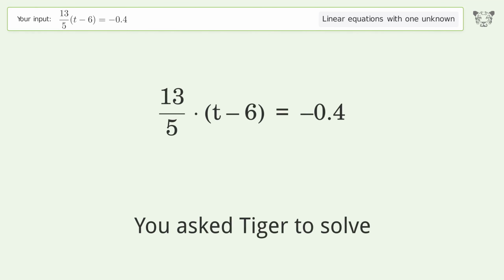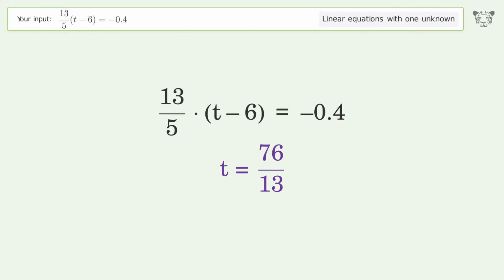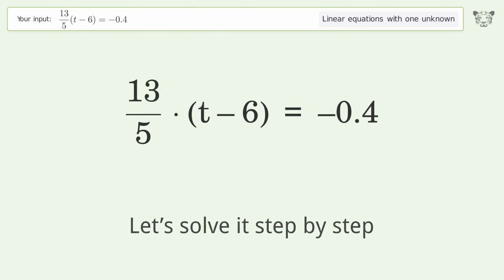You ask Tiger to solve. This deals with linear equations with one unknown. The final result is t equals 76/13. Let's solve it step by step.